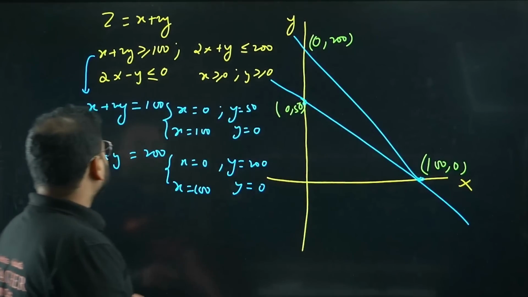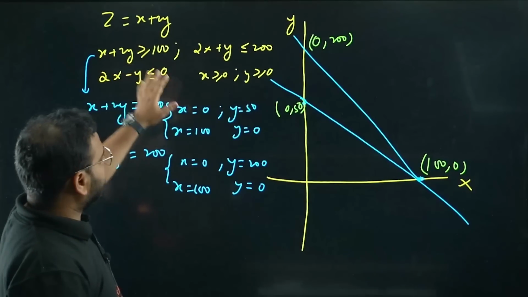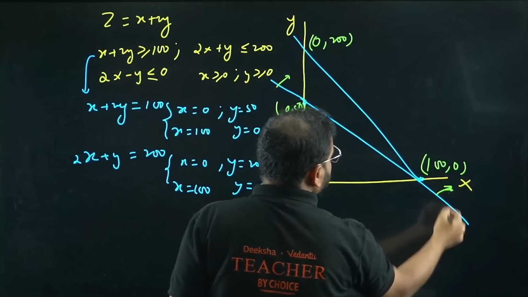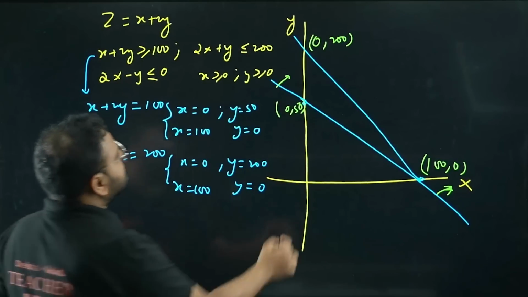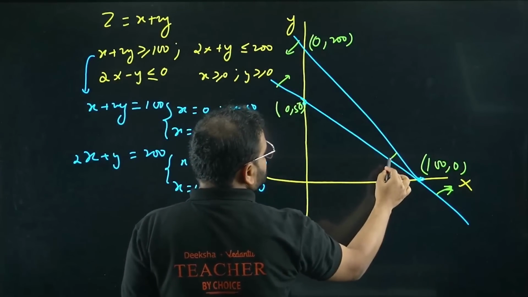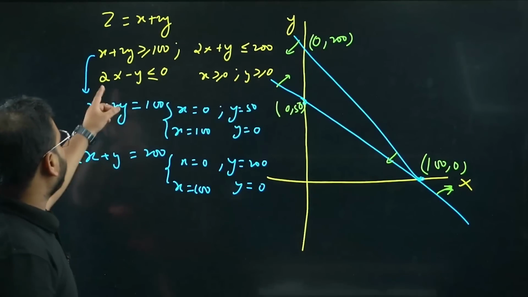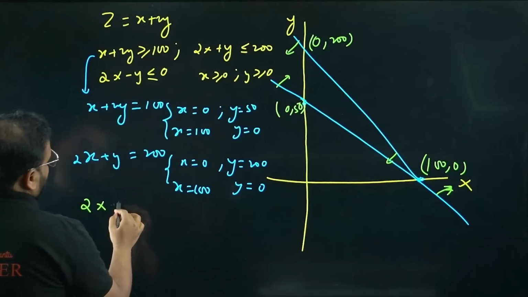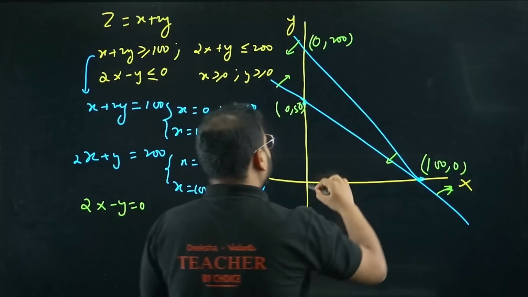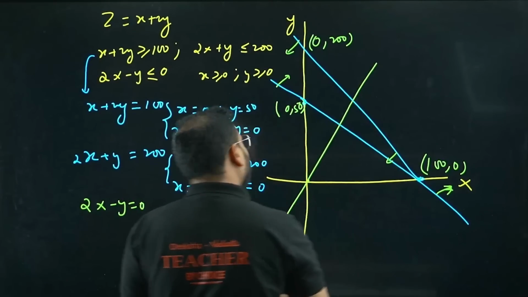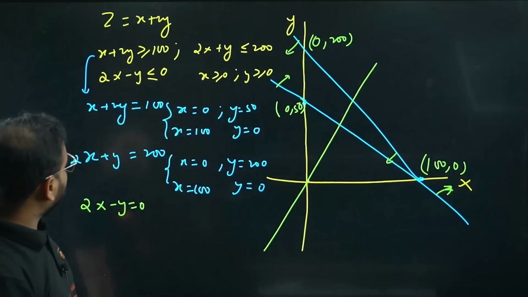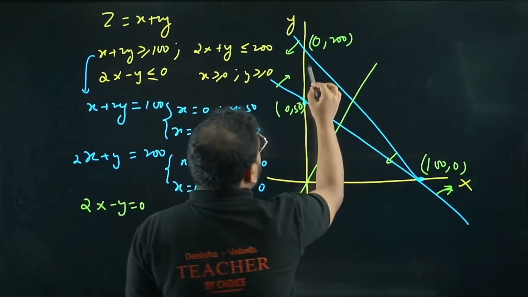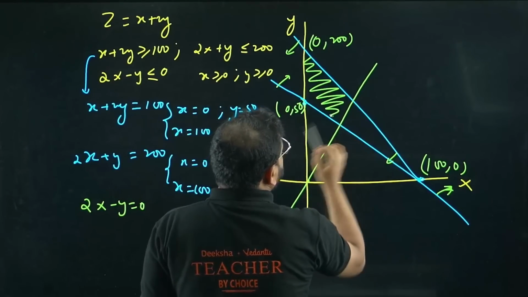Okay. Now let's look at the conditions. x plus 2y greater than 100, right? So above this line. For this, bacha, we have less than, right? It means below this line. We have another equation, 2x minus y greater than or equal to 0 actually. If you put 2x minus y equal to 0, the line will be like this, sir. We want x to be less than y. So somewhere over here, this is my feasible region.